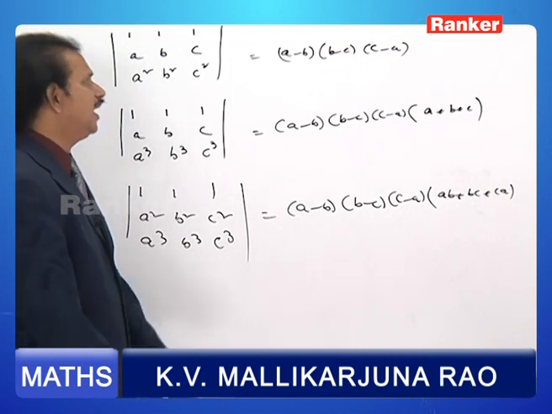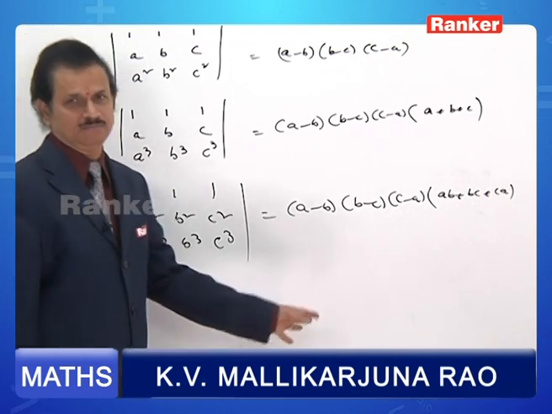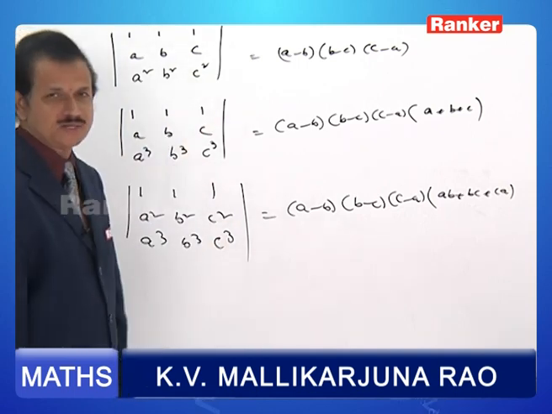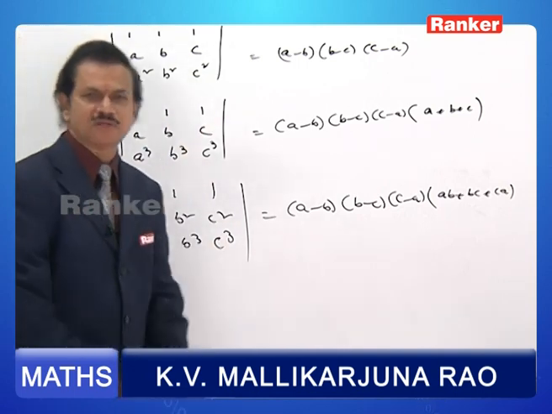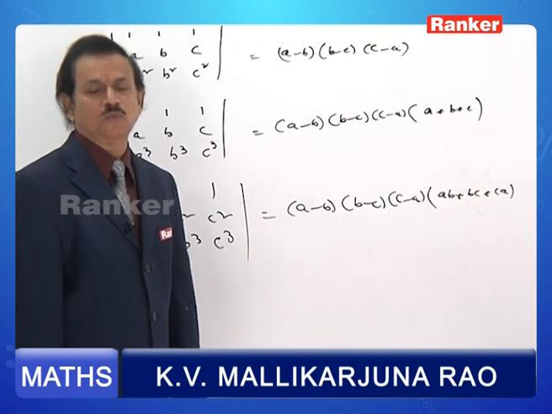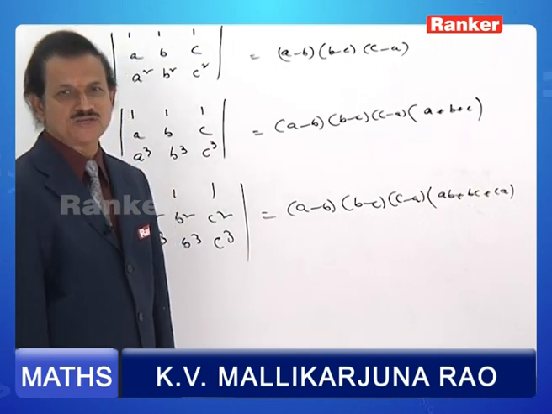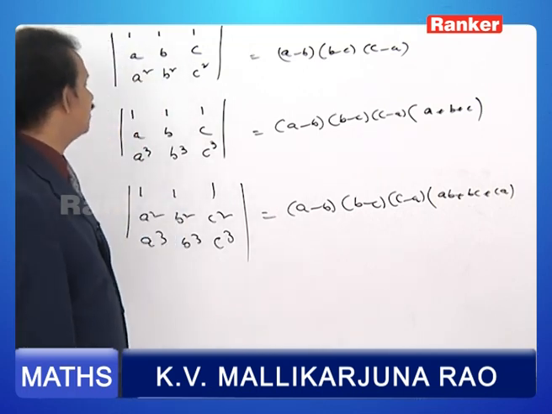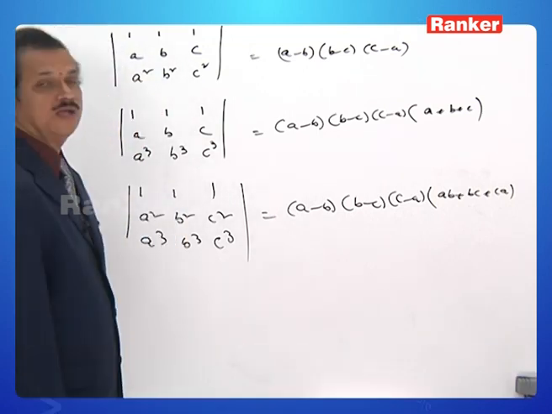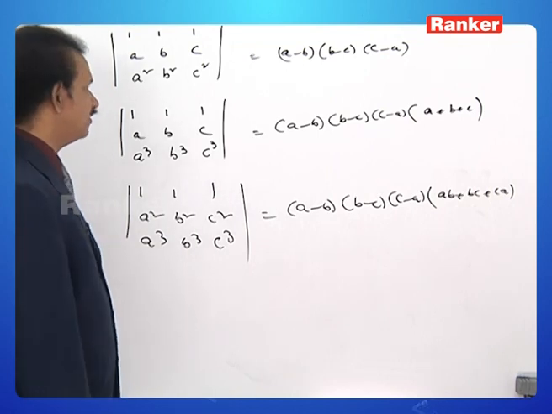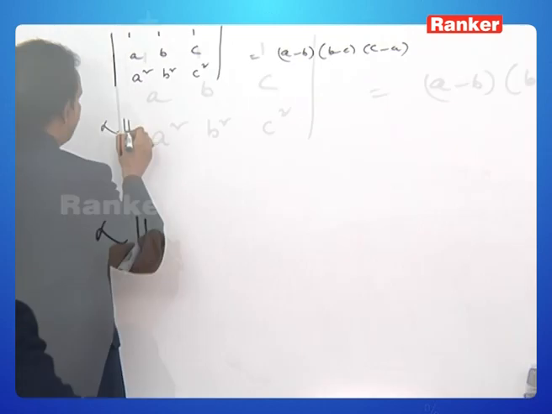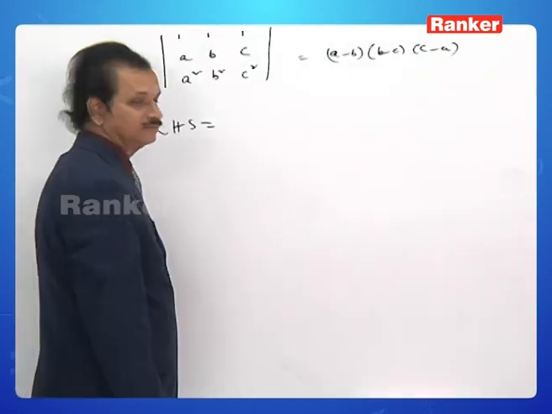Yes. And I would like to give the proof for one of them. Shall we have the proof for the first one? The remaining two are absolutely in a similar fashion. We shall now try to prove the first result. The determinant 1, 1, 1, A, B, C, A square, B square, C square is A minus B into B minus C into C minus A. Okay? Come on. I would like to start simplifying.